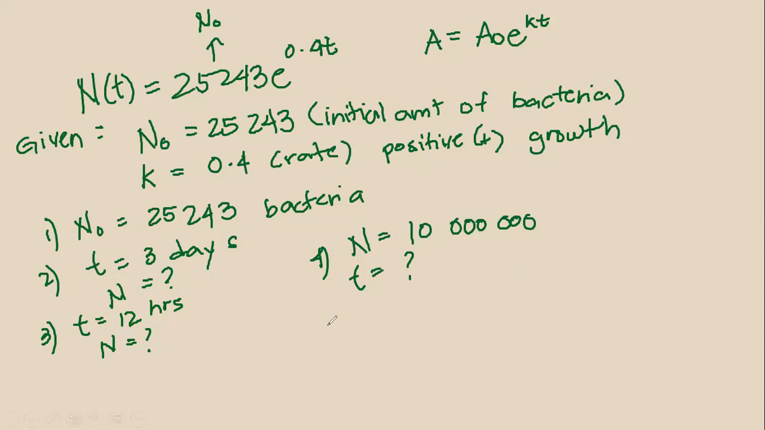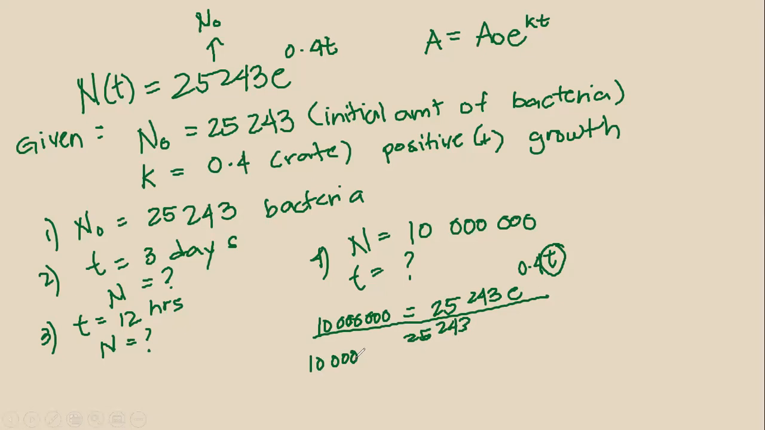Okay, so simple substitution again. 10 million is equal to 25,243 e raised to 0.4 times t. Okay, so ito na yung hinahanap, yung t. So paano natin ibababa yan? We will use the natural logarithm and mamanipulate natin yung ating equation. So divide both sides by 25,243 para mahiwalay siya. So magkakaroon tayong 10 million over 25,243 is equal to e raised to 0.4 times t. So si t ay nasa exponent pa rin.